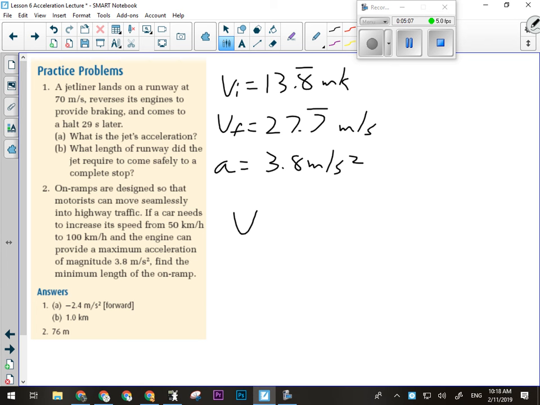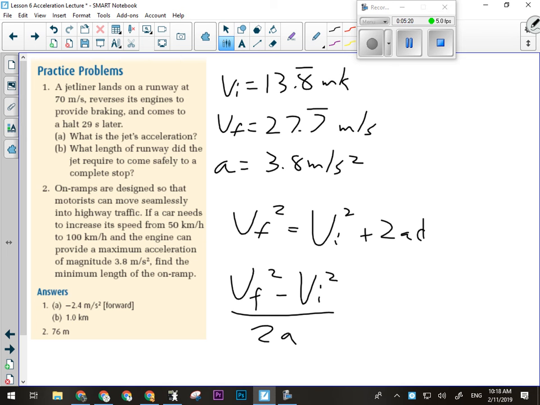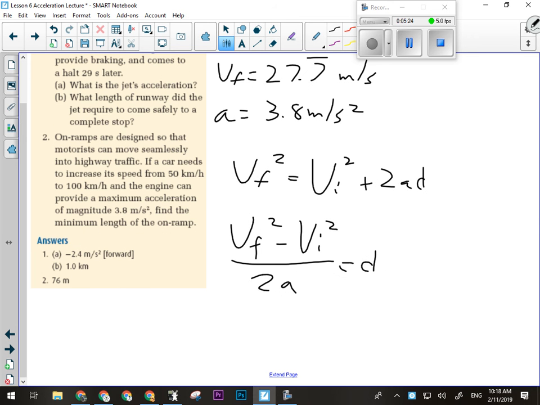So we're looking for D. So we got VF squared equals VI squared plus 2AD, same manipulation as the first one. All right, VF squared minus VI squared equals 2AD, so we divide by 2A, and that will give us our displacement or the minimum length of the ramp. Okay, so when we plug in our numbers here, that's going to be 27.7 squared minus 13.8 squared, divided by 2 times 3.8.